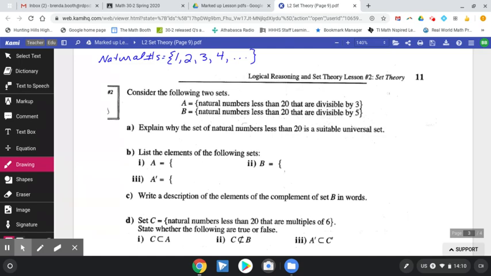All right, B is natural numbers less than 20 that are divisible by 5. Okay, so question A: explain why the set of natural numbers less than 20 is a suitable universal set. So remember, the universal set includes all the elements that are being considered. So we'll say because it includes both set A and set B.